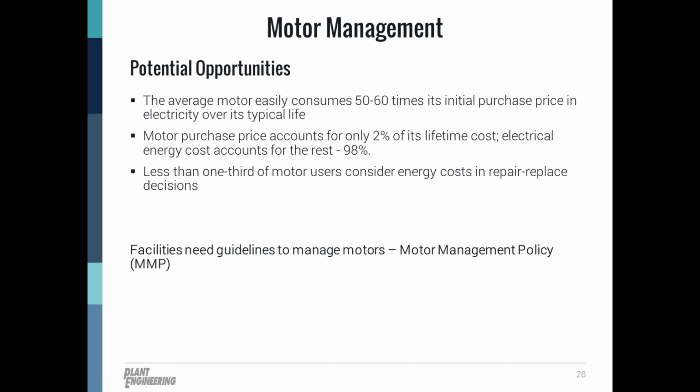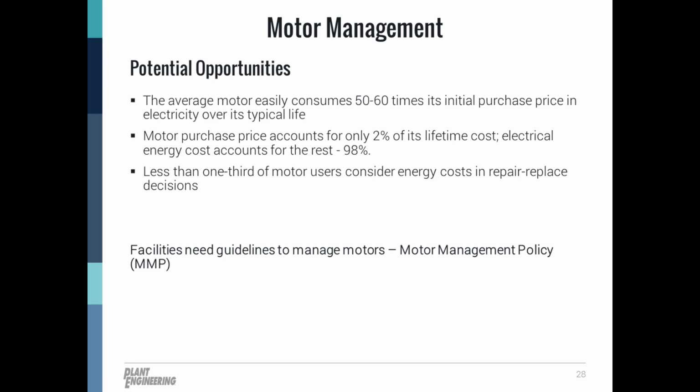So that's kind of an eye-opening thing for me. And then the last bullet there, we're estimating less than a third of end users may be considering energy costs when looking at purchasing new motors, or if you're making the decision of repairing or replacing a failed motor.